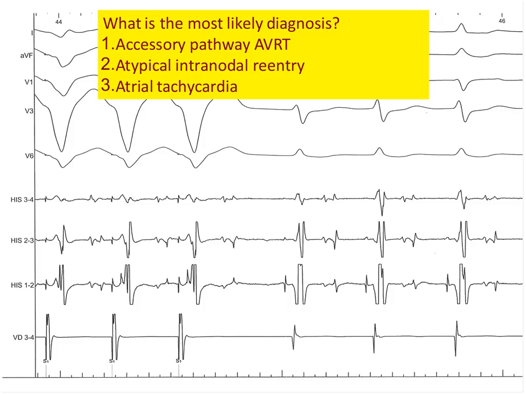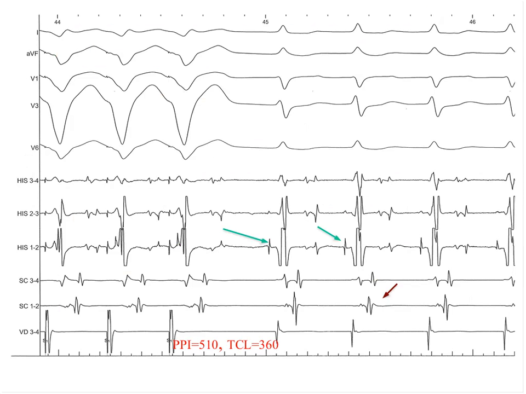Well, actually, we got half and half. We got half accessory pathway, half atypical AV nodal reentry. Let me just try to measure the intervals for you. I'm sure that you didn't have the opportunity to measure the intervals carefully, and that is why the answers are so distributed. But if you measure, the PPI was 510 as compared to a tachycardia cycle length of 360.